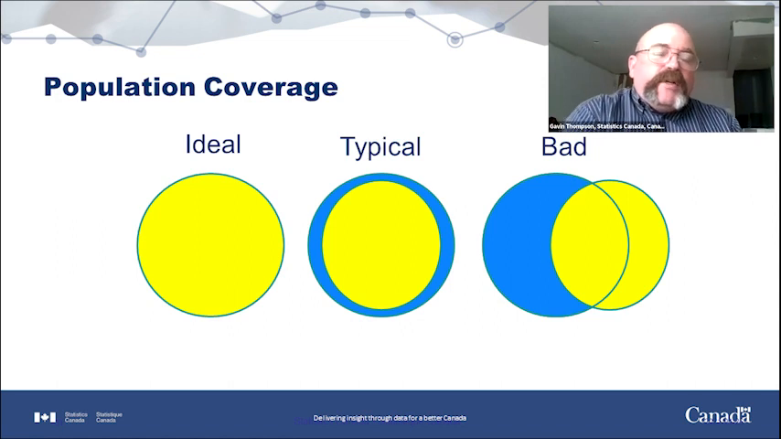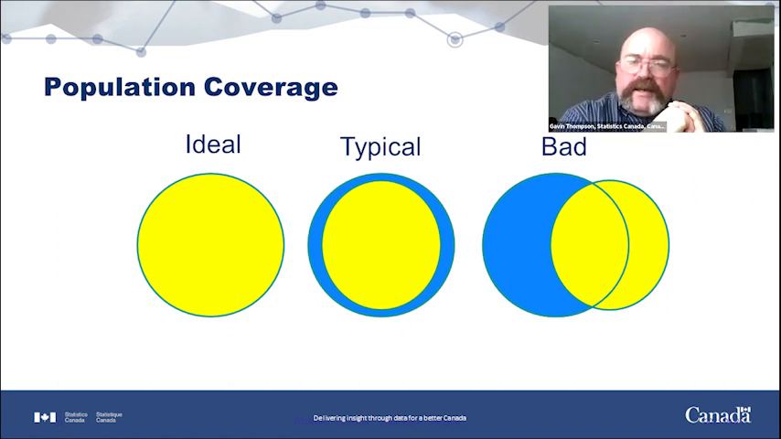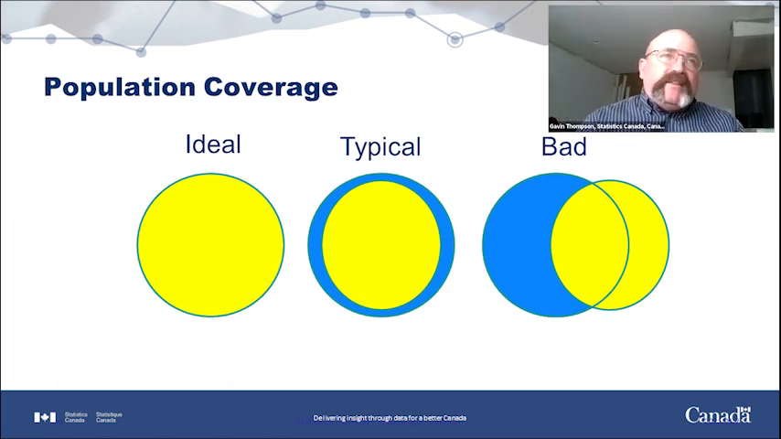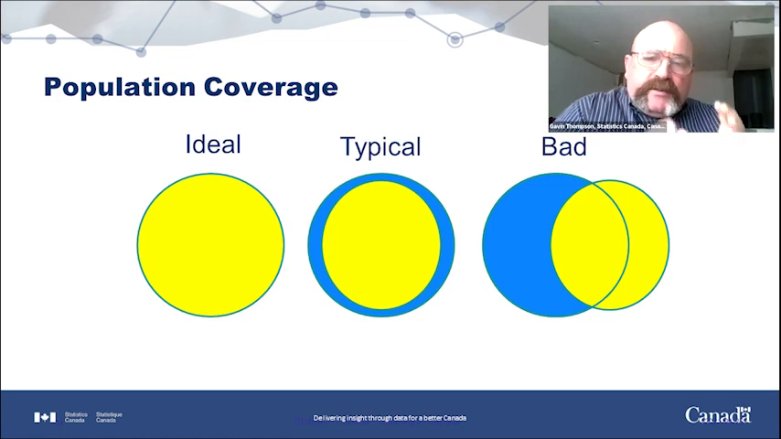Ideally, here's a little picture of it. Ideally, we have 100% coverage. So the yellow is the survey population, and the blue is the target population. So in this first one, we have like a total eclipse, where everyone who's eligible can be selected. It's much more typical, in fact, it's expected, I would say, that there's going to be this blue part of your population that you would like to collect information from that you're just not going to be able to.